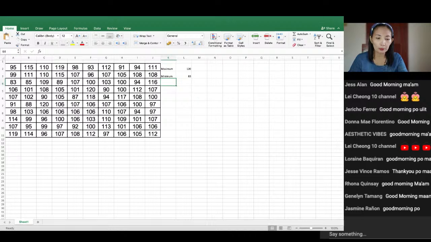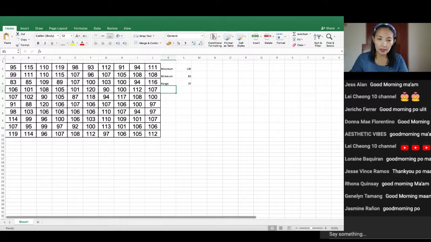Now, computing for the range. Range is equal to, remember the definition of range? It's the difference between the maximum and the minimum score. So you simply click on the max minus the min, and then enter, and that gives the range. Now, going back to the problem, what did it say? The problem says, let's go back.